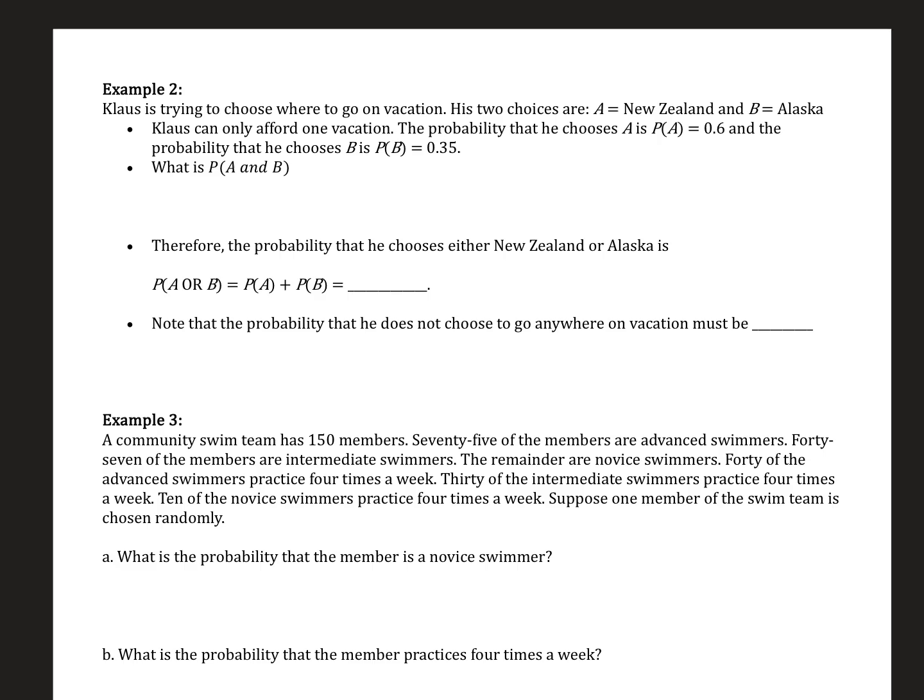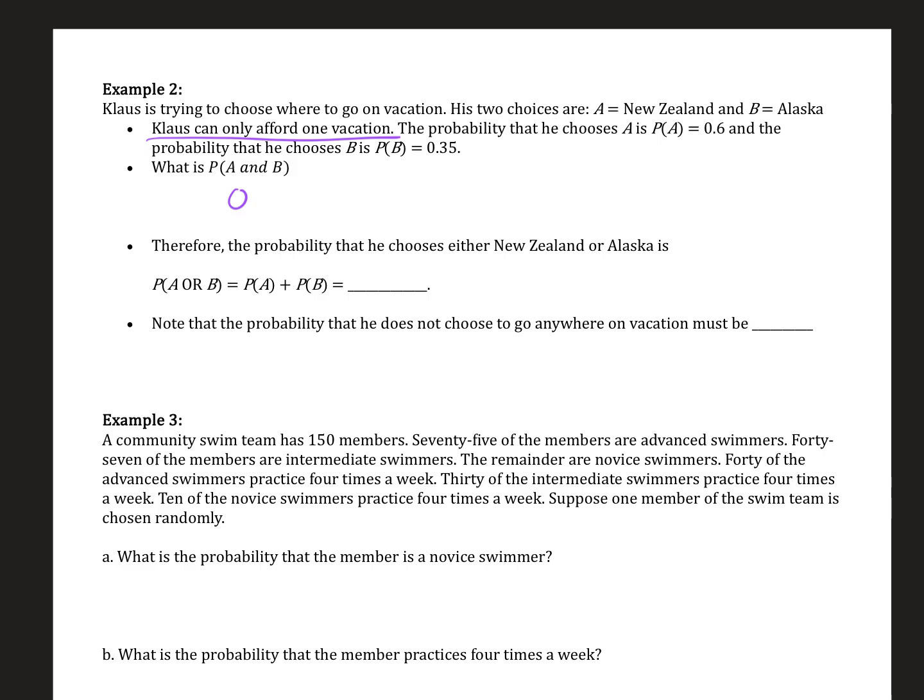So what does it mean? What is that probability asking? The probability he does what? Goes on both vacations. 0. He can only afford one, so we know that he cannot go on both. Therefore, the probability is 0. So while it's not specifically stated, it is very strongly implied that that answer is 0.